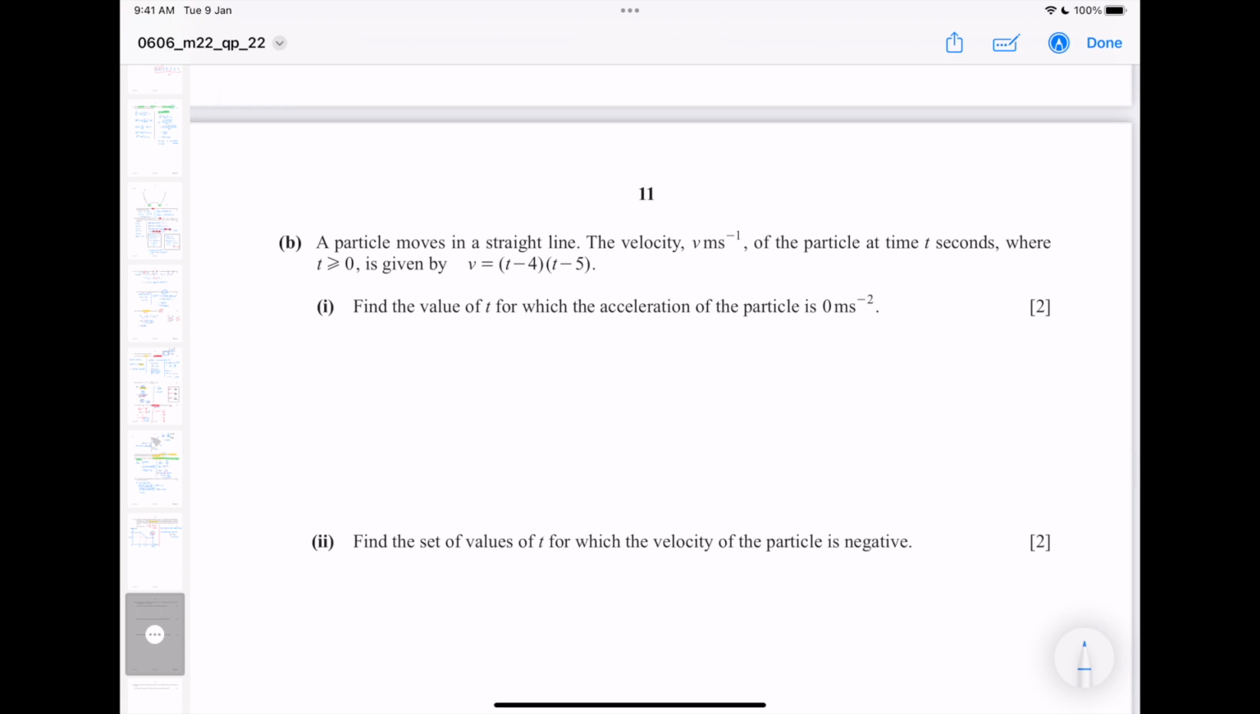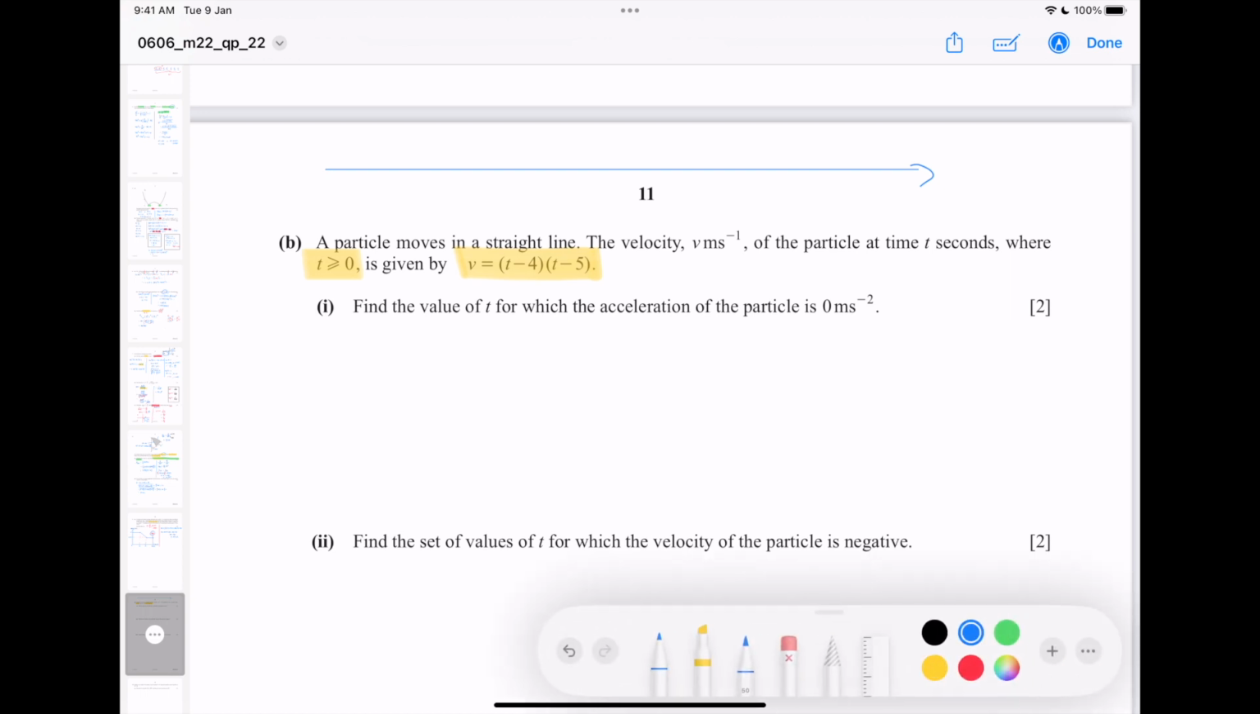A particle moves in a straight line. The velocity v meters per second. Okay, again, it's moving in a straight line. And velocity is v. Time is t, where t is bigger than 0. So this is important. Time is positive. Okay? And then for v, we have an equation. Find the value of t.